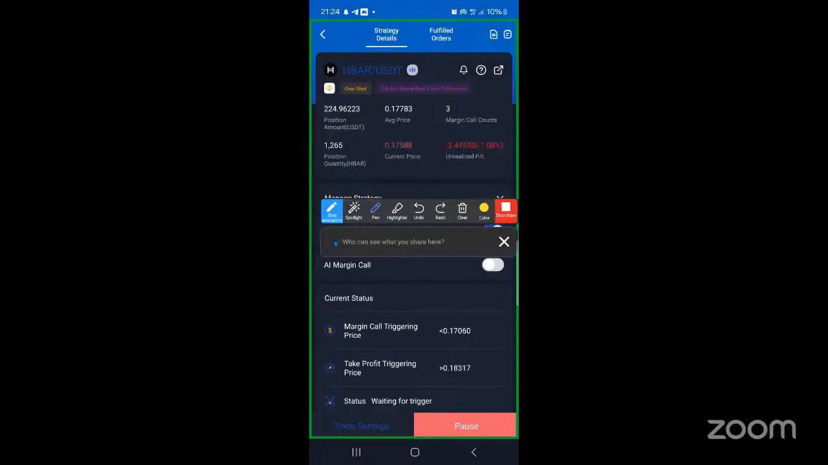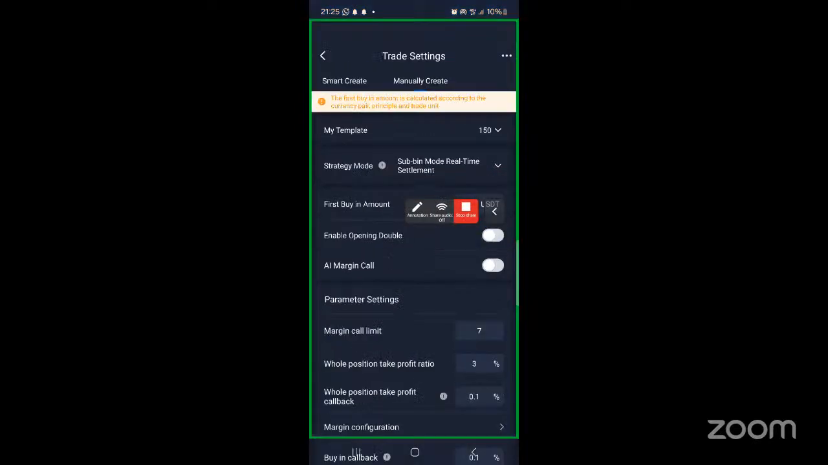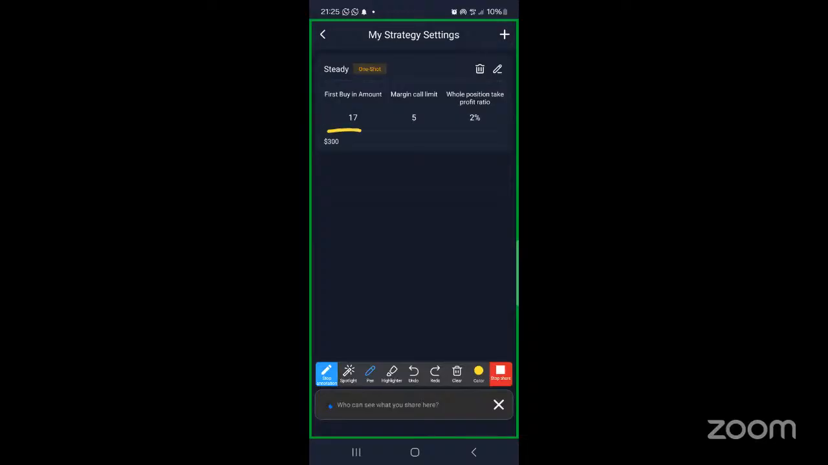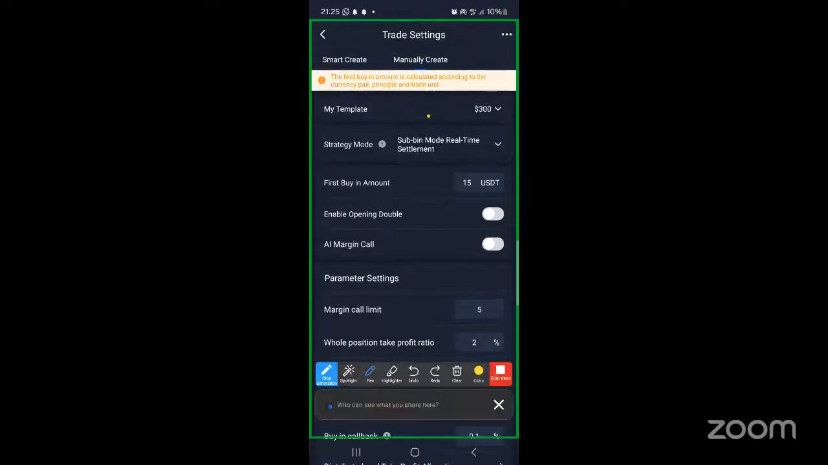Then trade setting. Tap on trade setting here. Then my template, choose a strategy. You tap on top there, and then you tap anywhere here so that your strategy can enter. First, you will see that the name of the strategy has come here. If you are using this iPhone, sometimes it won't come, so you may need to just double confirm here.